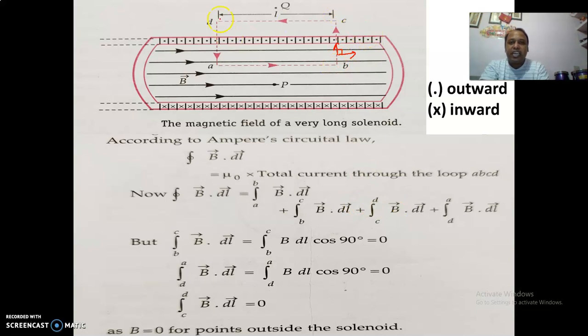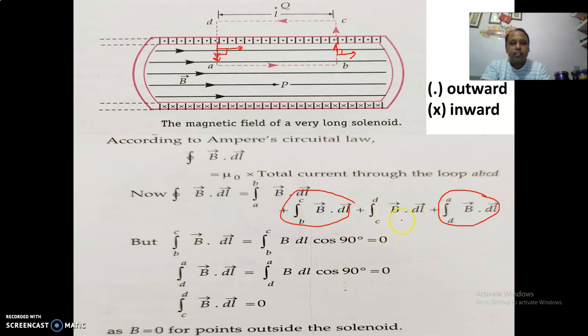Now the same is the case from D to A also. If we consider from D to A, the length dl is in this direction and the magnetic field is in this direction. They also make an angle of 90 degrees here, and cos 90 is 0. So the integration of B dot dl for the second term and the fourth term cancels out, and we are left with the first and the third. Now let us check the third one.